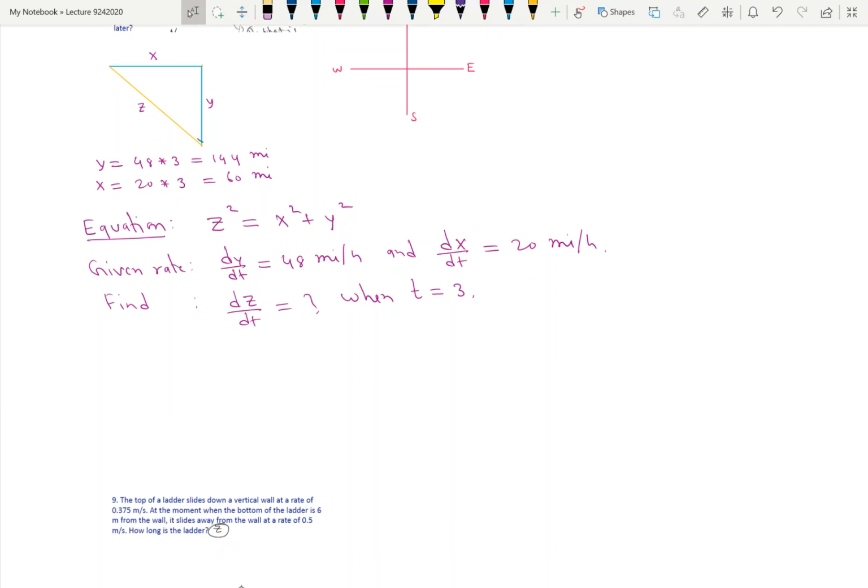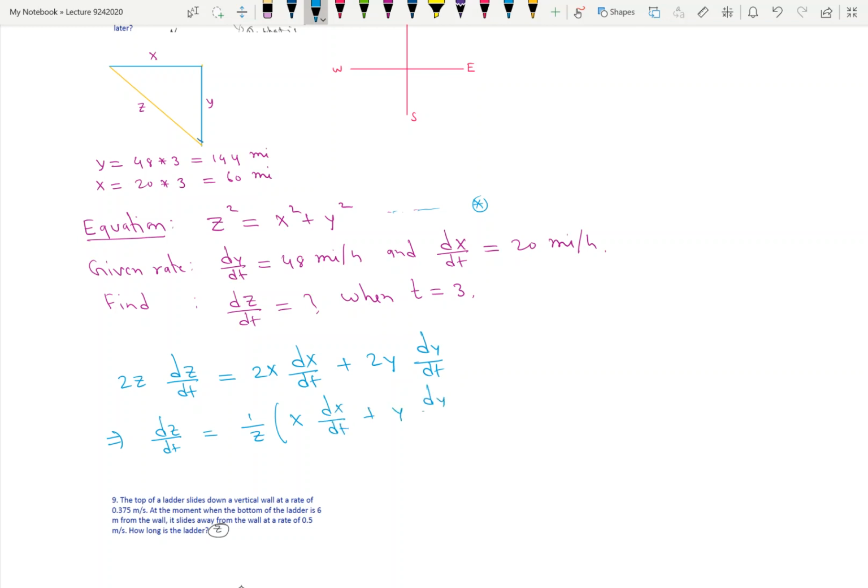So take the derivative of this equation, so it would be 2z dz over dt equals twice x dx over dt plus twice y dy over dt. So we need to find dz over dt, which would be 1 over z times x dx over dt plus y dy over dt.